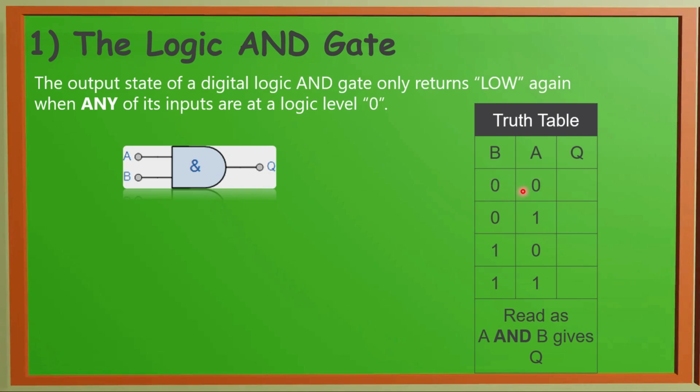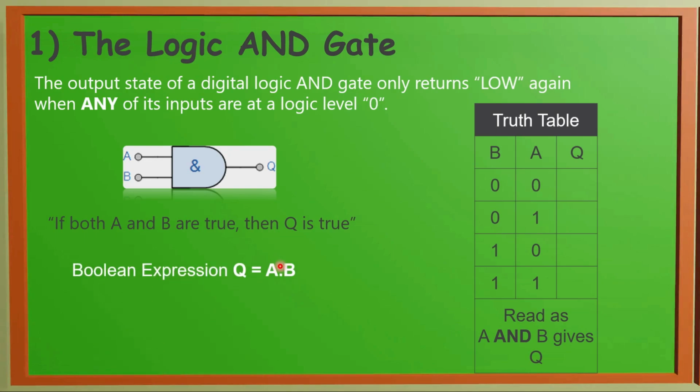That means it will apply the multiplication rule. 0 into 0 is 0, 0 into 1 is 0, 1 into 0 is 0, 1 into 1 is 1. If there is any 0 multiplied by any other input, we will get output as 0. So if both A and B are true, then only Q is true. The expression is Q is equal to A dot B, that is the product of A and B. So for 0 0, output will be 0. For 0 1, 0. 1 0, 0. For only 1 1, we will get output as 1.